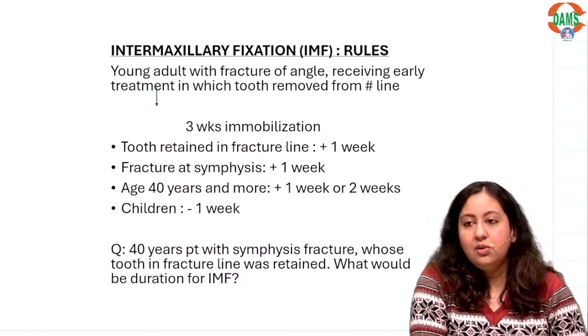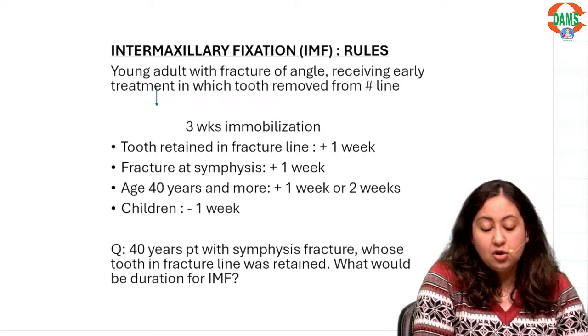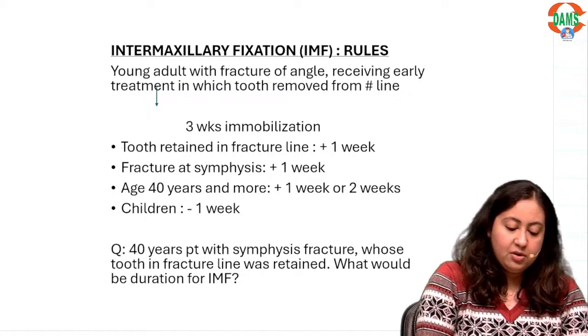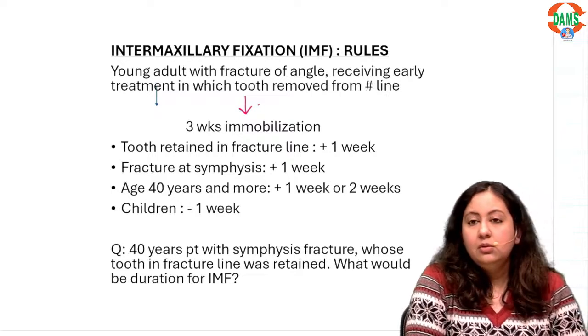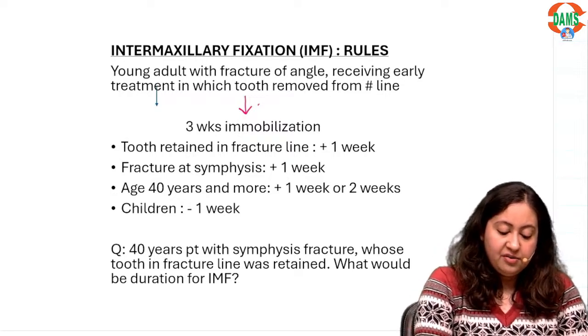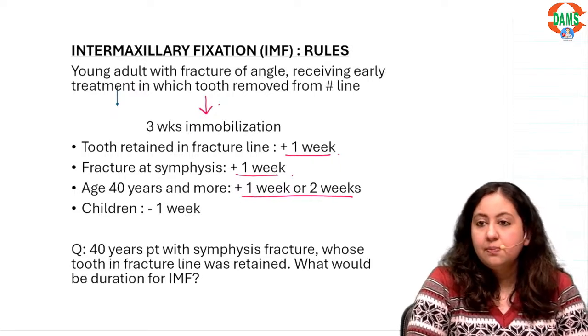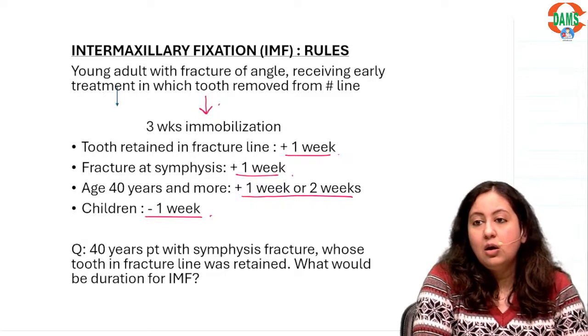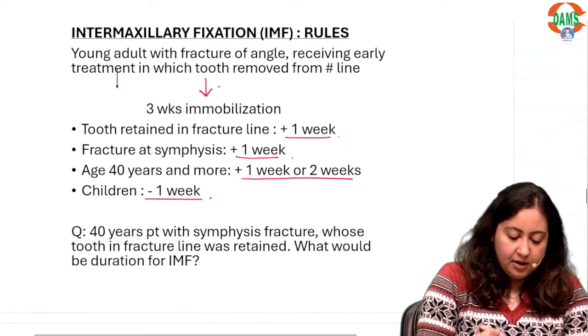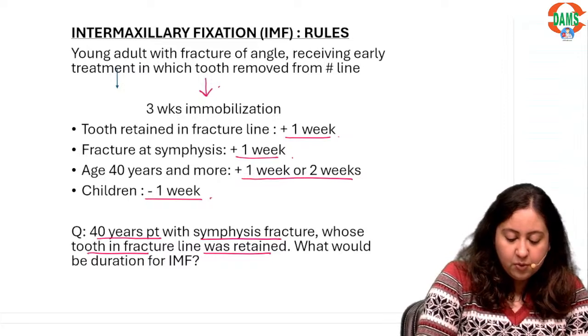these are the rules of IMF. It says young adult with fracture of angle receiving early treatment in which tooth is removed from fracture line, the immobilization or IMF is for 3 weeks. Tooth retained in fracture line is plus 1 week. Fractured symphysis is plus 1 week. Age 40 years and more is plus 1 or 2 weeks. And children, you subtract 1 week. Now, the ideal scenario: a 40-year-old patient with symphysis fracture whose tooth in fracture line was retained. What would be the duration of IMF?